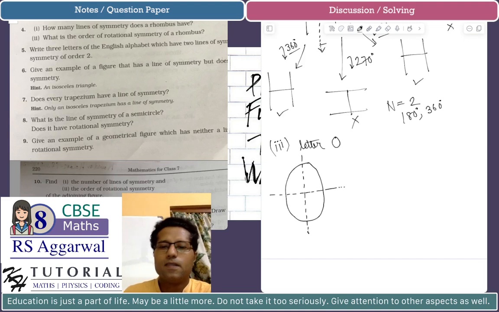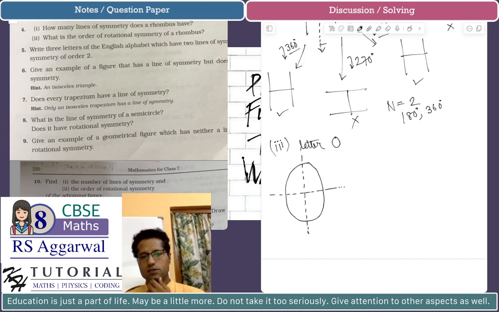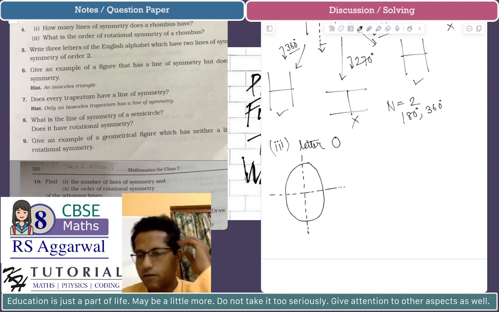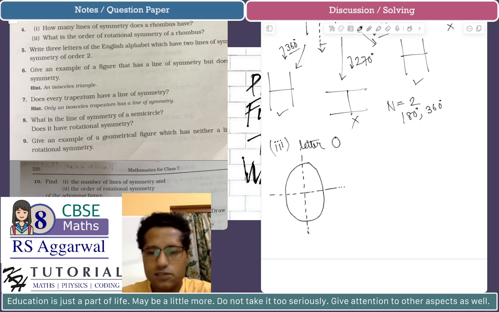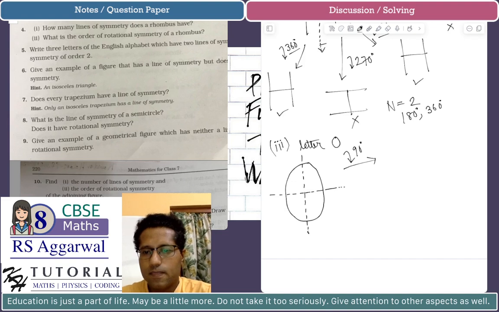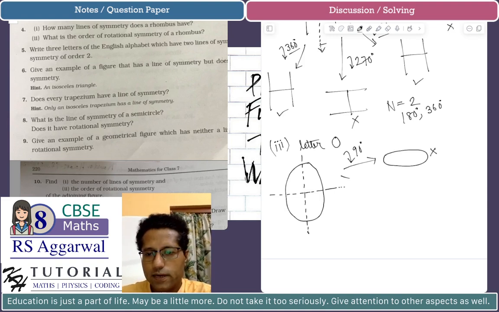Two lines of symmetry. And for this figure also, we can see that the two lines of symmetry are making an angle of 90 degree. So quite possibly the angles of rotational symmetry will be 180 degree and 360 degree. So now if you rotate this letter O by 90 degree clockwise, we see the letter O becomes like this, which is not looking identical. And if you rotate the letter O by 180 degree clockwise, it will look like this, which is identical.